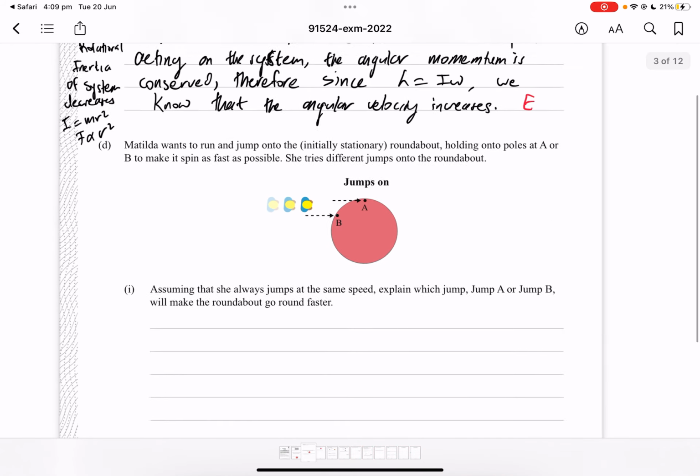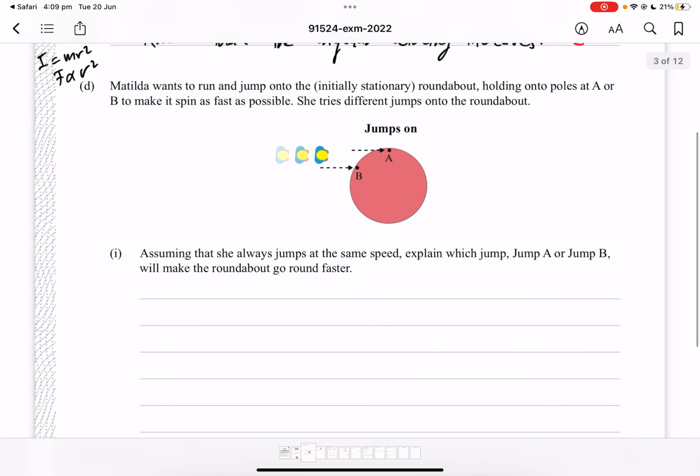Okay, so let's look at question D. Matilda wants to run and jump onto the initially stationary roundabout, holding onto the poles A and B to make it spin as fast as possible. She tries different jumps on the roundabout. So we're looking at she might be jumping at point A or point B. Assuming that she jumps at the same speed, explain which jump, at A or B, will make the roundabout go faster.